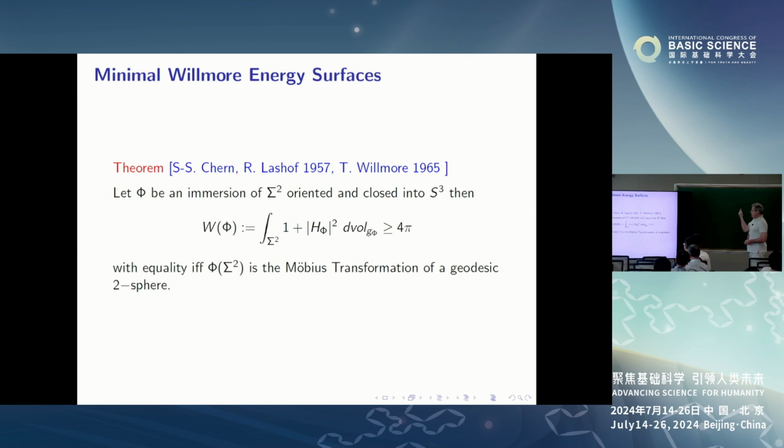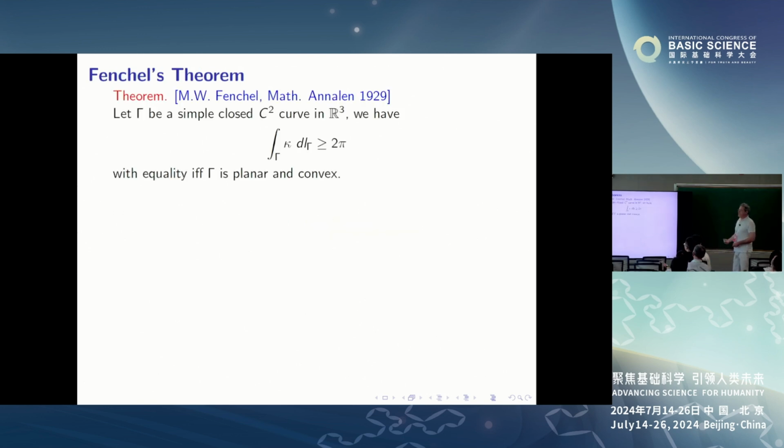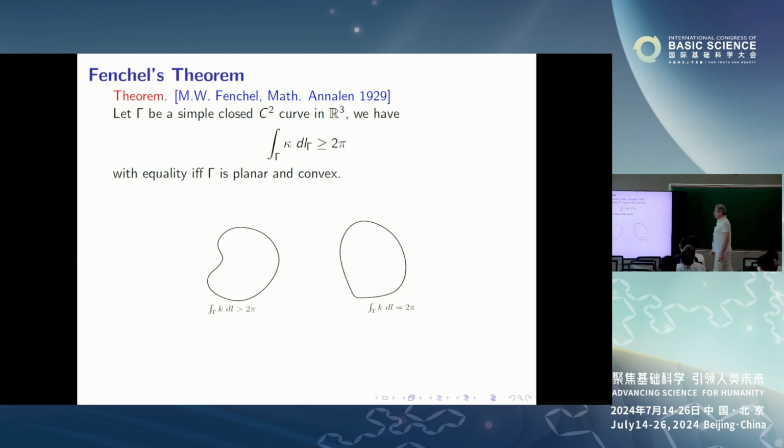Okay, so how should we think about this lower bound? I think a right way to look at it is the Fenchel theorem. I give you a curve, and I'm assuming the curve is closed. This is exactly like in the previous slides, the surface was assumed to be closed. So if you make this effort to close up the curve, then there is a famous theorem by Fenchel, which tells you that the integral of the curvature is larger or equal than 2 pi, and equality holds if and only if the curve is planar and convex. So this is a bit the way to think about the previous lower bound.